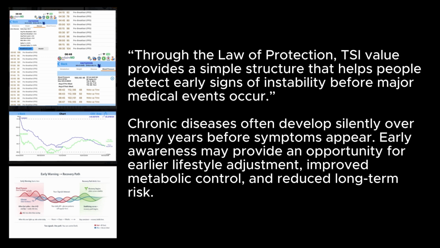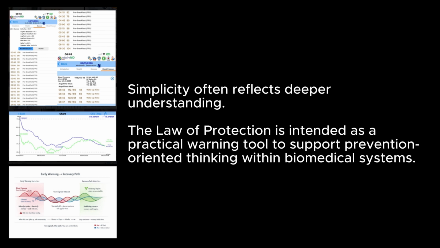Through the law of protection, TSI value provides a simple structure that helps people detect early signs of instability before major medical events occur. Chronic diseases often develop silently over many years before symptoms appear. Early awareness may provide an opportunity for earlier lifestyle adjustment, improved metabolic control, and reduced long-term risk. Simplicity often reflects deeper understanding. The law of protection is intended as a practical warning tool to support prevention-oriented thinking within biomedical systems.